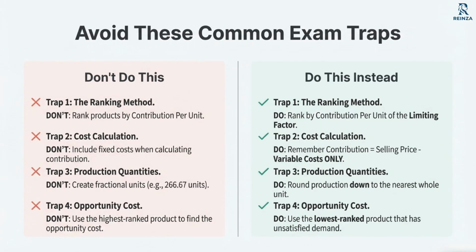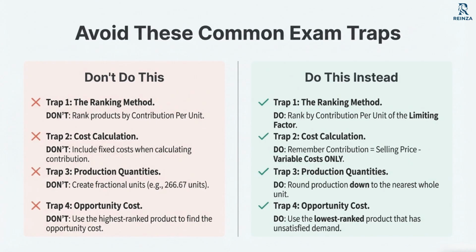Before we finish, let me highlight 4 common examination traps that catch students out every year. Trap number 1. The ranking method. Many students rank products by contribution per unit. This is wrong. Always rank by contribution per unit of the limiting factor. A product with lower contribution per unit can still be your top priority if it uses the scarce resource more efficiently.